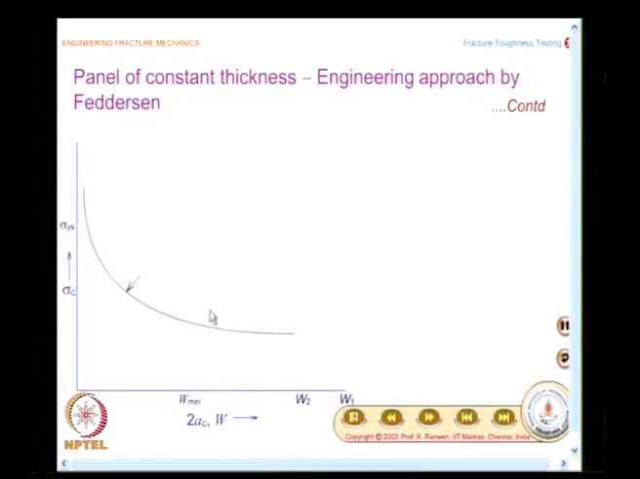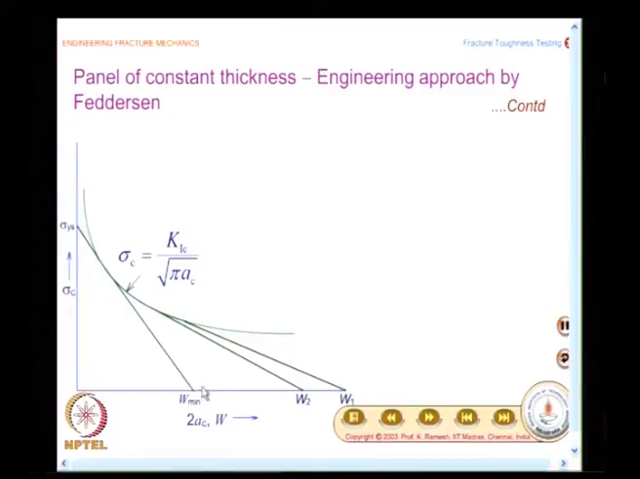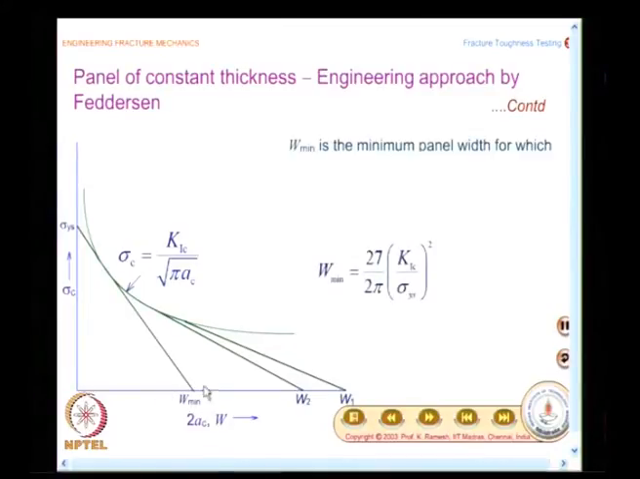Suppose I keep drawing tangents from the panel width. At one panel width, what you will find is you will have only a straight line, there will not be any curved portion. So, that dictates what is the value of the minimum panel width. You need to have that as a minimum panel width for you to do the fracture toughness testing, it should be greater than that.